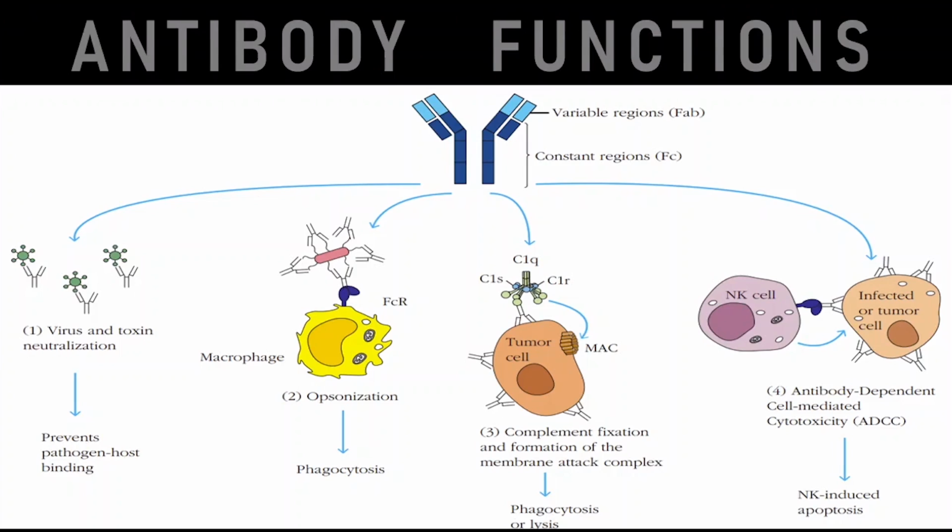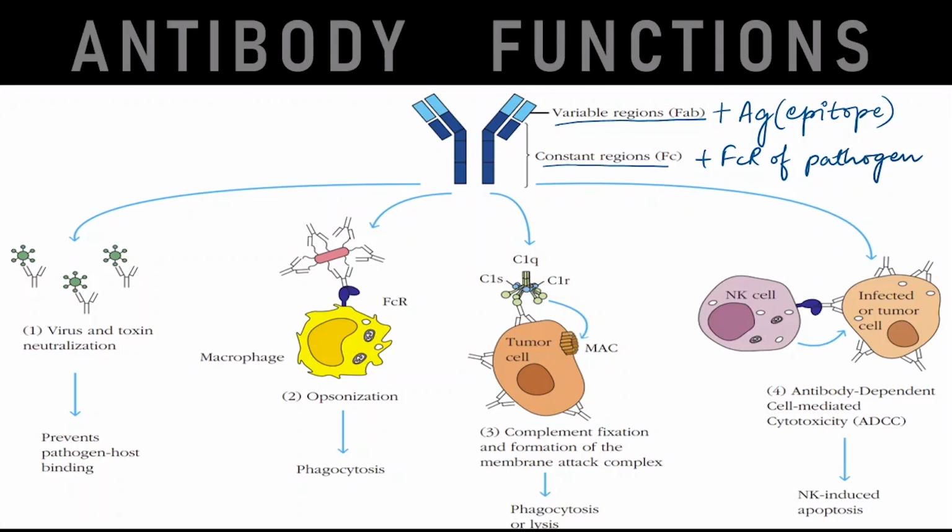These are the functions of the antibody, as I have told you; the same thing is given here. The variable region is the FAB region, and the constant region. They contribute to the antibody functions. The FAB region will be interacting with the epitope of the antigen, and the FC region will interact with the FC receptor.